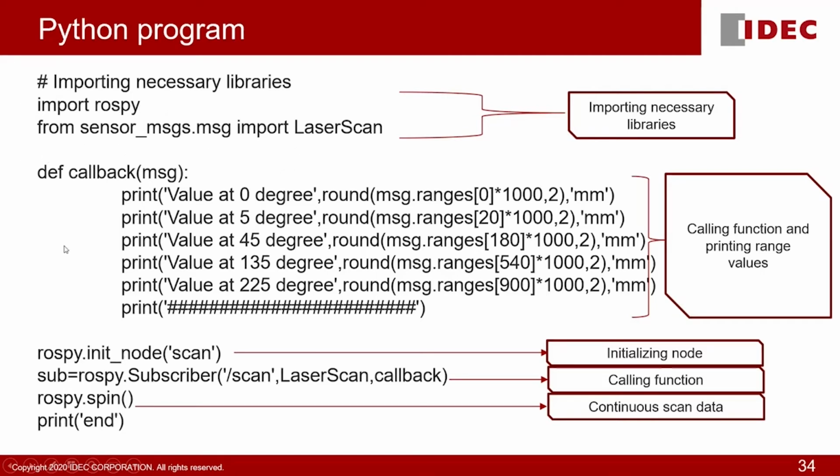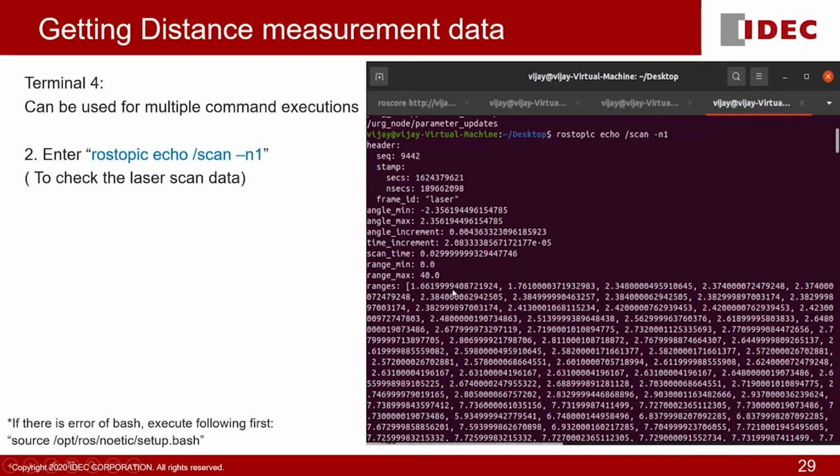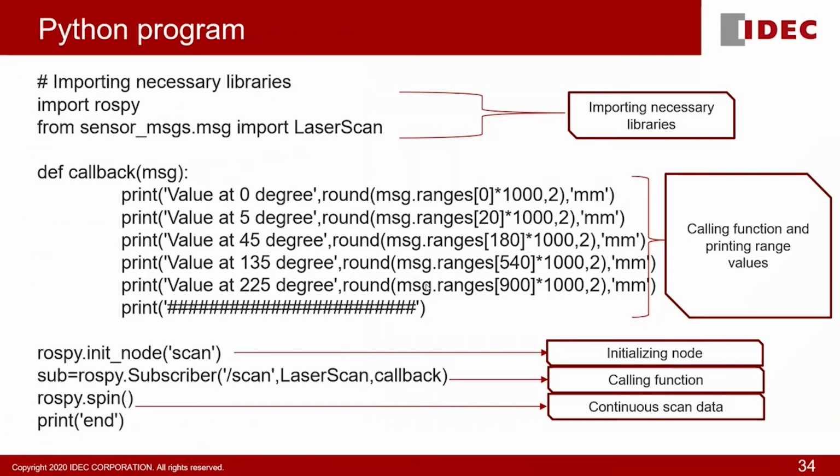Then I have created a function wherein I'm taking the values that are ranges, which we have seen earlier. In the ranges, the first is 0.25 degree, then 0.5 degree, 0.75, and 1 degree. So 0.25 means 0 to 0.25, that is the value which you are getting here. That's why I have taken the range value as 0 for the 0th degree. For the 5th degree, I'm taking the range value as 20.